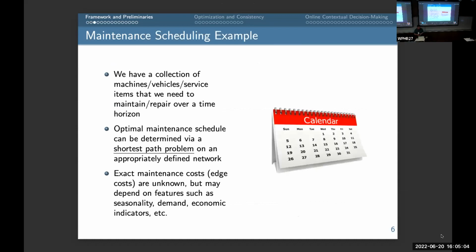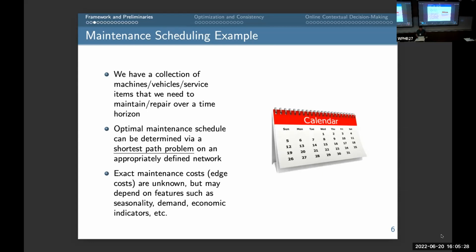One is maintenance scheduling. Imagine you have a collection of machines or vehicles that you need to maintain or repair over time. The optimal maintenance schedule can be determined by a shortest path problem. The exact maintenance costs, which represent the edge costs of this shortest path formulation, are unknown, but may depend on features like seasonality, demand, economic indicators, et cetera.